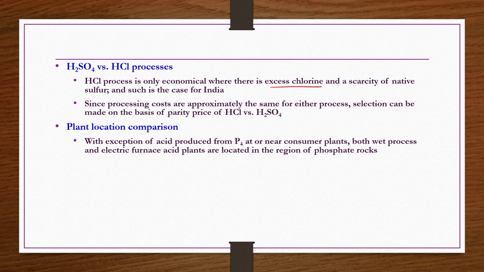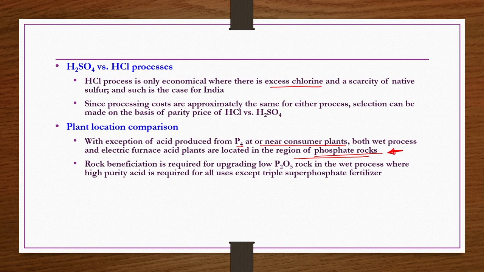Plant location comparison, with the exception of acid produced from phosphorus at or near the consumer plant, both wet processes as well as electric furnace processes are located in the region of phosphate rocks, because we understand this, phosphate rock as well as phosphorus, these things are very poisonous, and often the technicians, labor working in the plant get ill because of inhaling these phosphorus vapors that are present in the gases. Though they are present in minute amounts near the plant, you cannot avoid them anyway. So because of such reasons, these are located at the phosphate rocks.